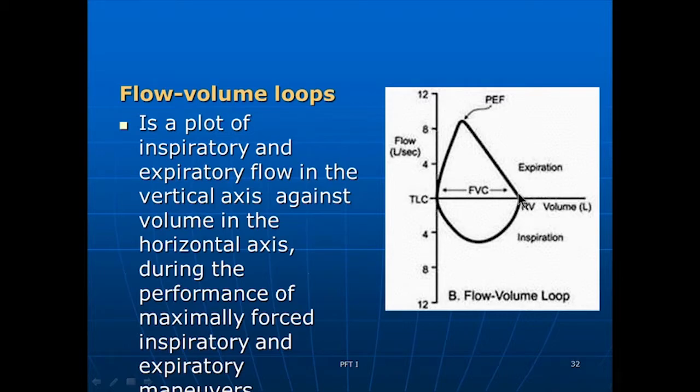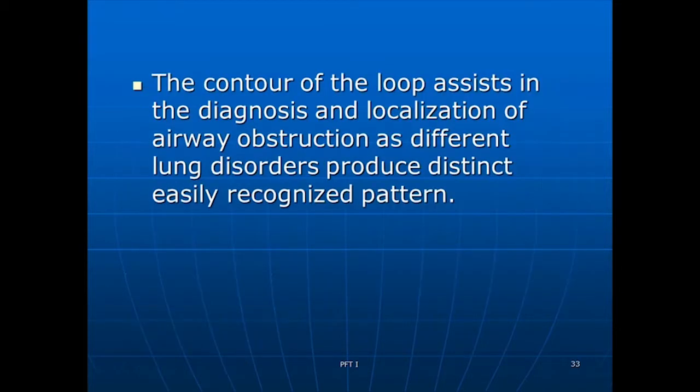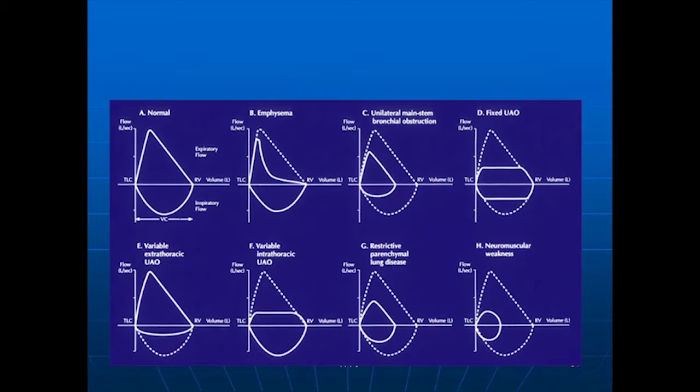This is a normal pattern. Again, you can see that they take a deep inspiration and forcefully exit out as quickly as possible, so you get a sharp uprise and then a gradual decrease in volume. So that's a normal flow volume loop. Again, you can see on the right, this is a normal flow volume loop.